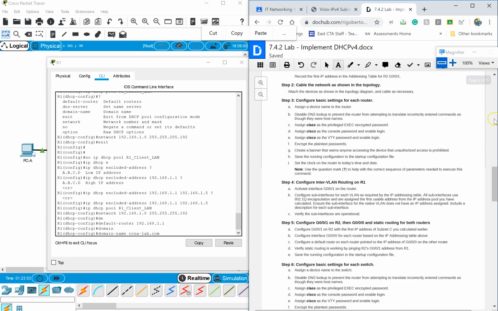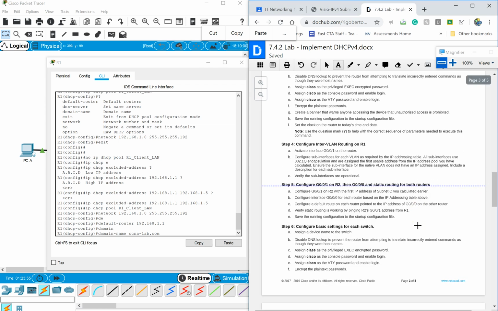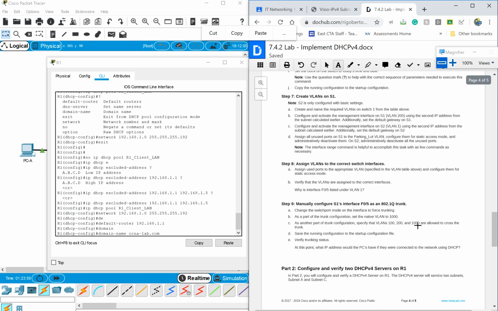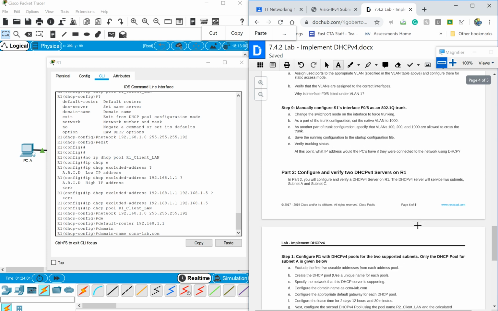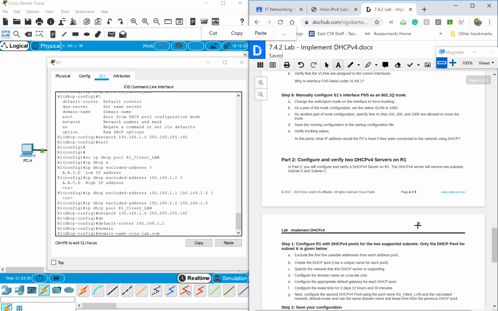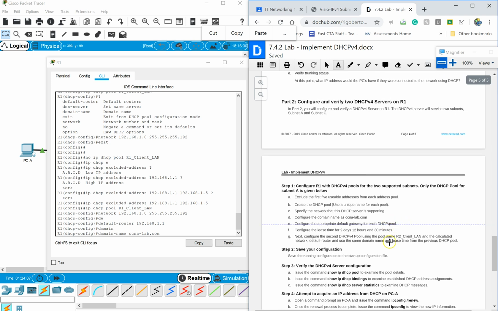But again, trust but verify if this thing will go fast. All right, where are you at? Yep, ccna-lab.com. All right, so that's all we need to do.